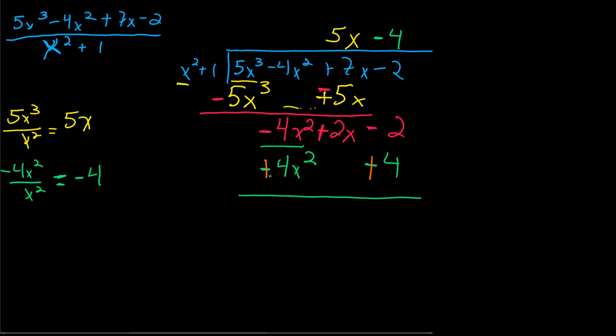If I did my job right, notice my repetition, because this is a repeating algorithm. We repeat steps. The negative 4x squared and my leading term from my multiplication should be a positive 4x squared. When I do my subtraction, they should cancel. The 2x comes down, plus 2, and that's my remainder. So I would write my answer as 5x minus 4 plus 2x plus 2 over x squared plus 1.